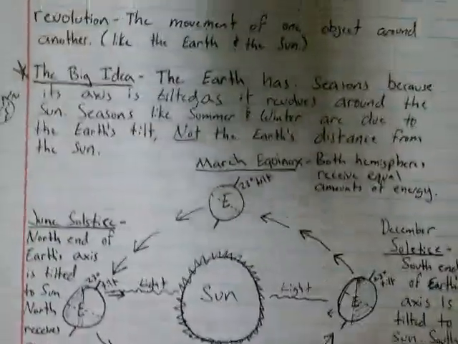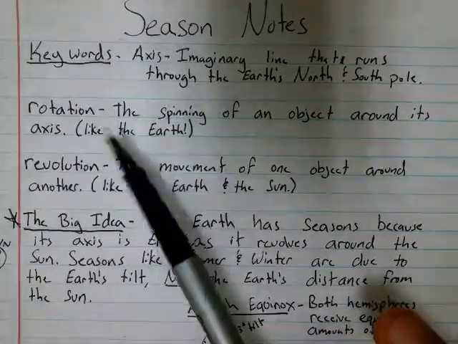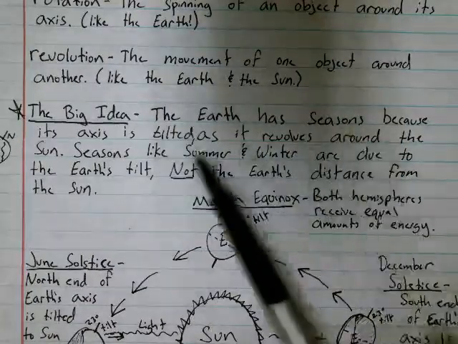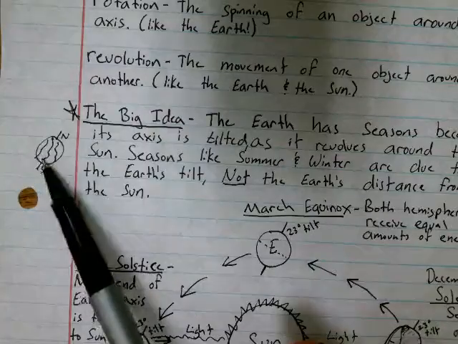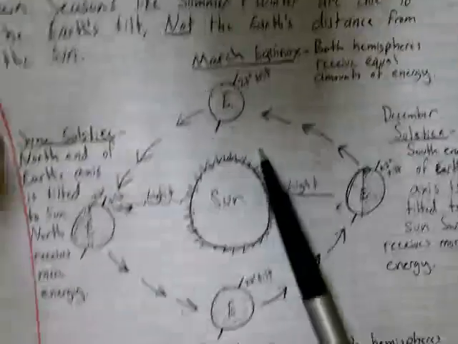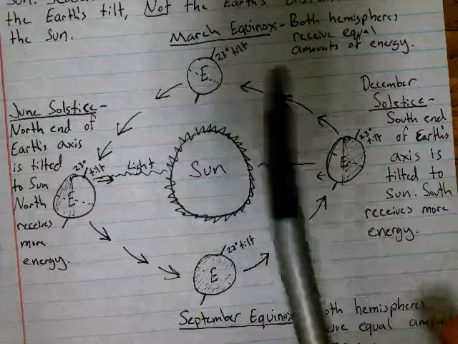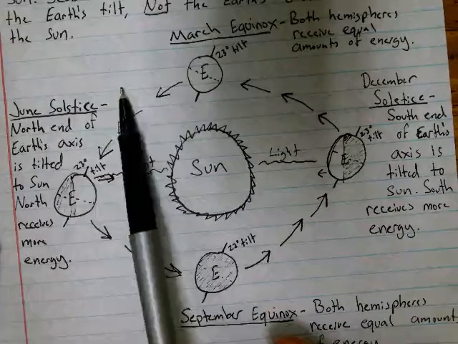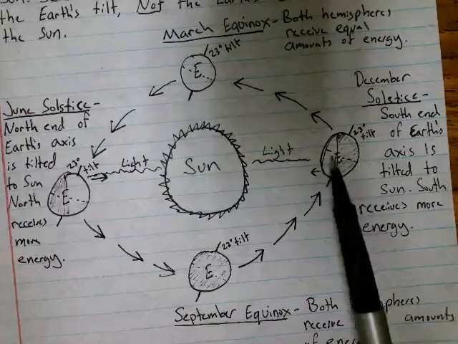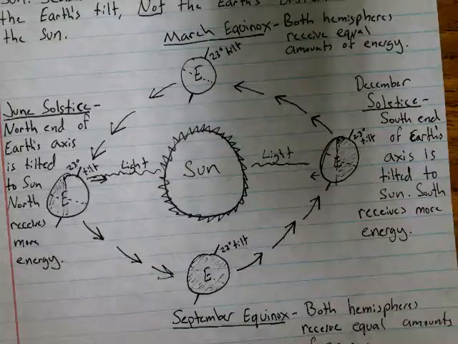So let's go over this again. Keywords: axis, rotation, revolution. Big idea: the Earth has seasons because its axis is tilted. March equinox and September equinox, both hemispheres receive equal amounts of energy. June solstice, northern hemisphere receives more. December solstice, southern hemisphere receives more. And that's all for today on the notes.